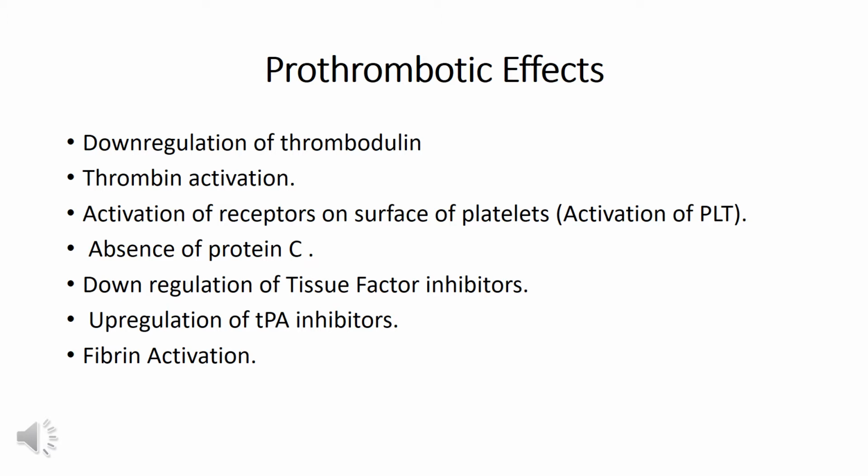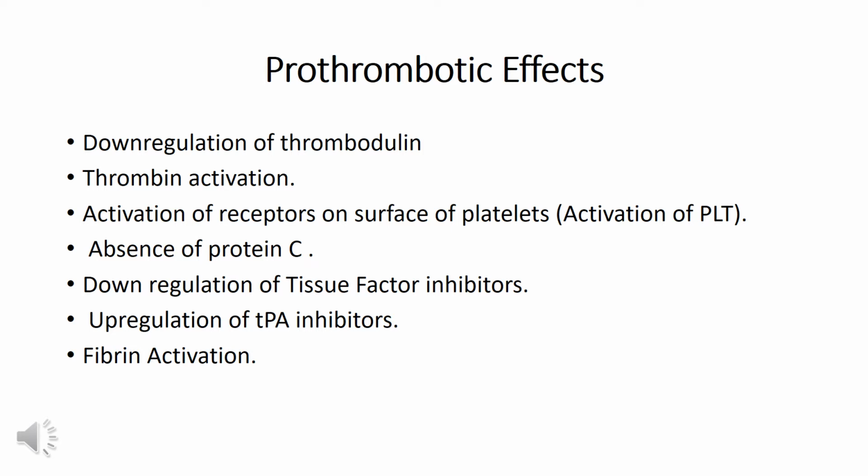In case of prothrombotic effects, activated endothelial cells cause a decrease in thrombomodulin, or down regulation of thrombomodulin. So a decrease or down regulation of thrombomodulin cannot cause inactivation of thrombin. Due to decreased thrombomodulin protein, thrombin becomes more active, and as you know, thrombin works in clot formation. So thrombin participates in clot formation more rapidly.